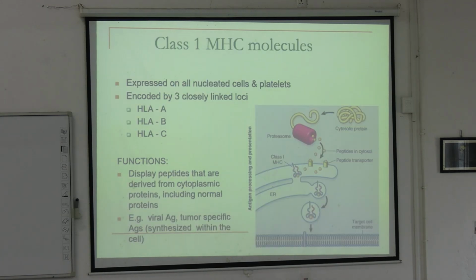So now coming to HLA, the class 1 MHC molecules. Where will class 1 MHC molecules be present? They will be present on all nucleated cells and platelets, okay. As I told you all, they are encoded by 3 closely linked loci or genes which are HLA-A, B and C. Their function is they display peptides that are derived from cytoplasmic proteins, including normal proteins. Examples will be viral antigens and tumor specific antigens.